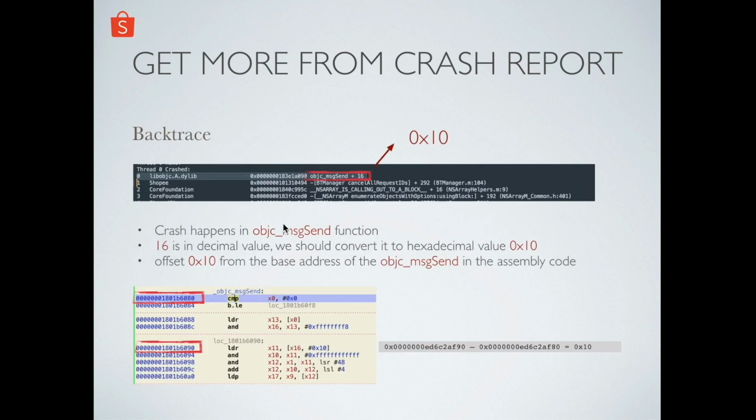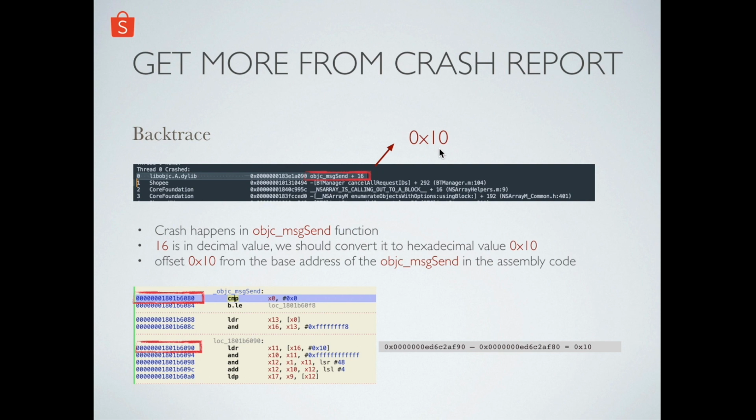So let's go back to the backtrace in the crash report. Let's take a look at the function at the top of the backtrace. This is an Objective-C message send function with the decimal value 16 as its offset from the base address of the message send function. The offset in the crash report is in decimal, so we should first convert it into hexadecimal, which is 10.